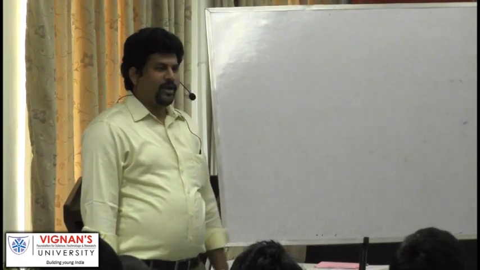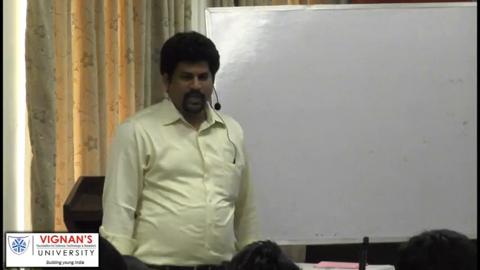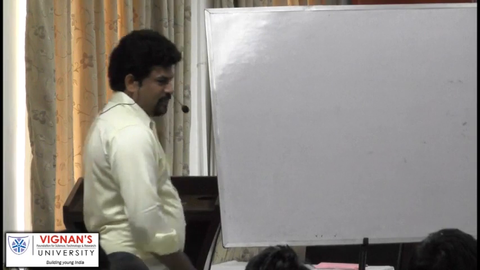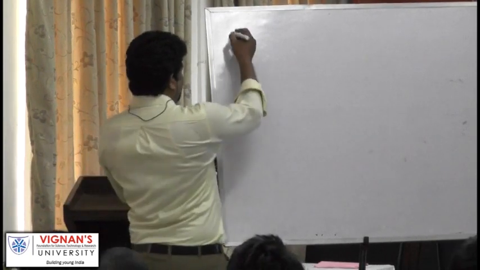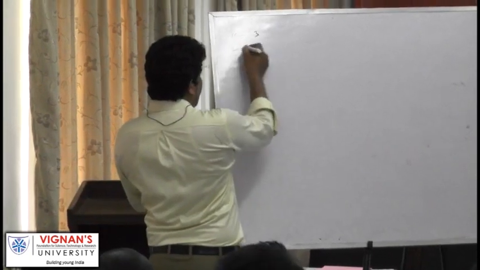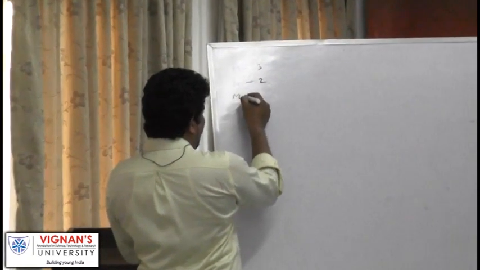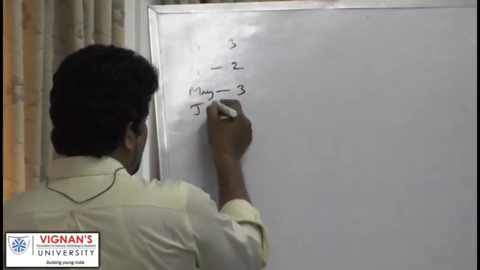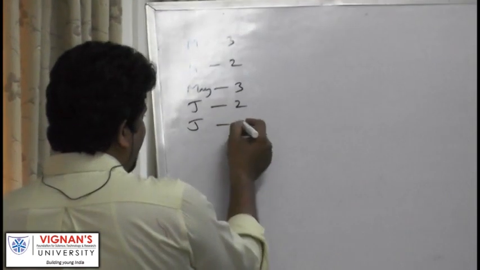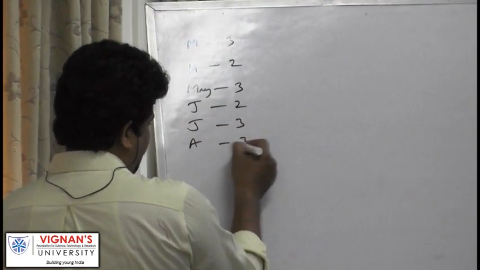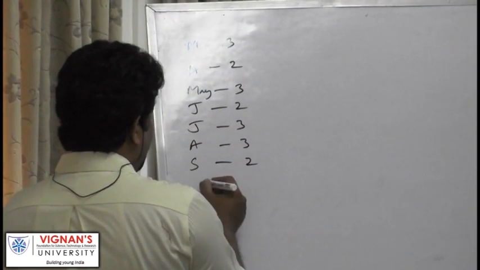14th is Thursday. After 14th, how many days are there? Another 14 days. 2 weeks. 0 odd days. Now March 3, April 2, May 3, June, July, August, September, October.